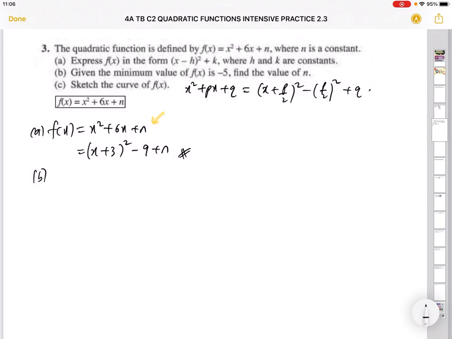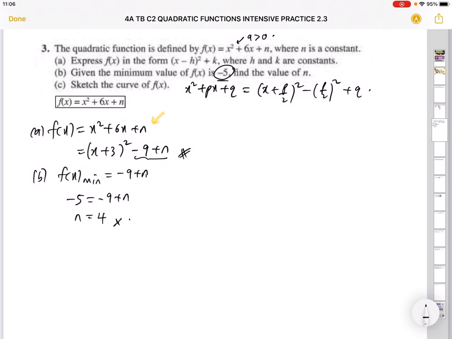But the next part is, they say the minimum is -5. So we can read from here, your f(x) has a minimum value of -9 plus n. Remember, the one outside the bracket is your minimum or your maximum, provided your a is more than 0. And we can see that your a, in this case, is more than 0, so it's a minimum. And this minimum value is -5. So -9 plus n, n is now 4.